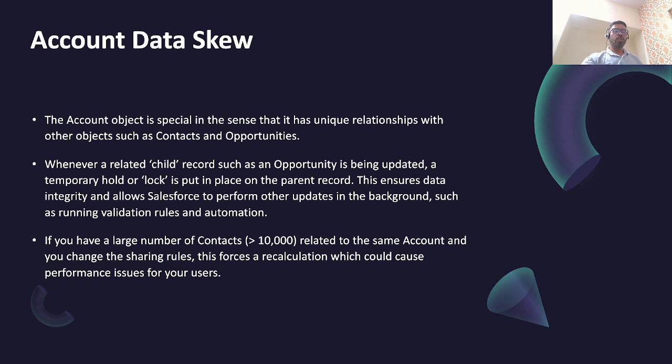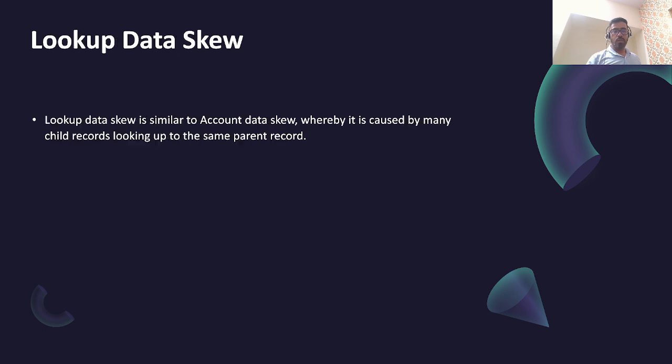If you have a large number of contacts, more than 10,000 related to the same account, and you change the sharing rules, this forces a recalculation which could cause performance issues for your users. That's the reason we should not have more than 10,000 records under a single account record. Next type is lookup data skew.